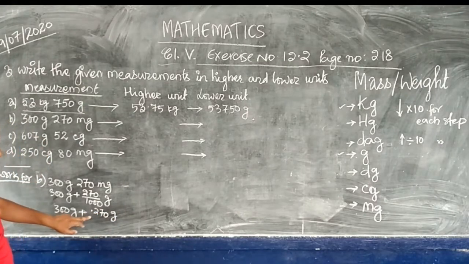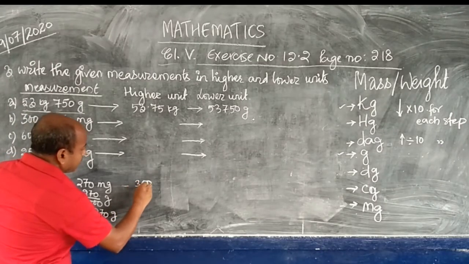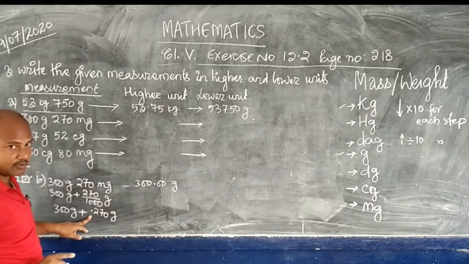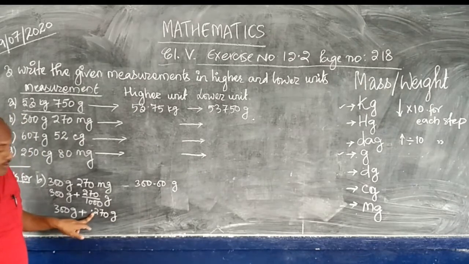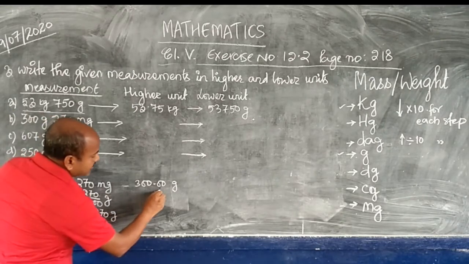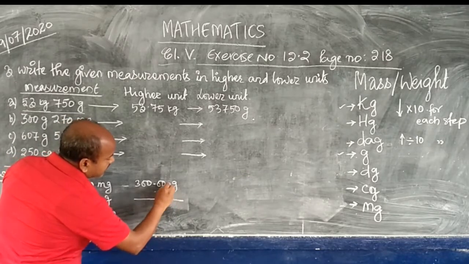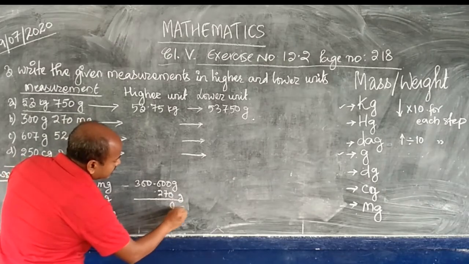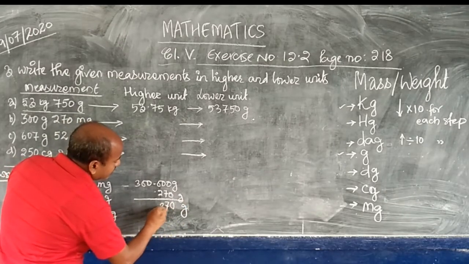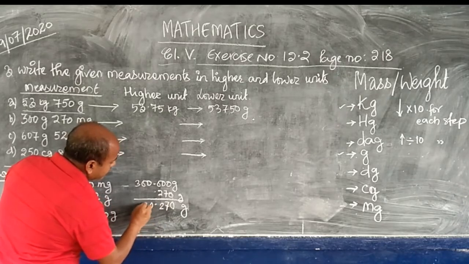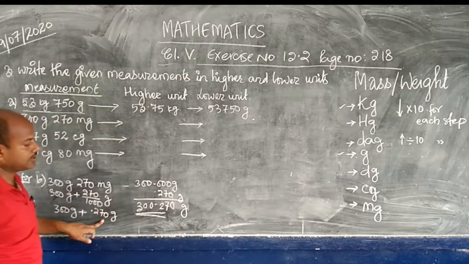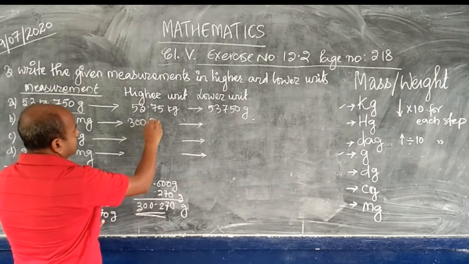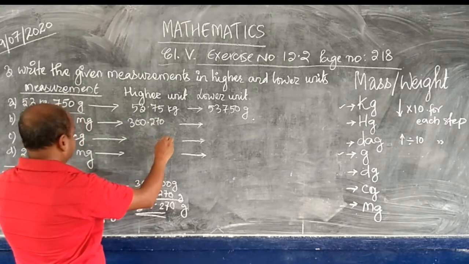So 300 gram means 300.000, as many zeros as you want, you can put at the end. And you are adding 0.270. You have nothing here, so you can put a 0. So 0 plus 0 is 0, 7, 2, point, and then 0 plus 3 is 3. So 300.270 grams. Here you can write 300.27 gram.